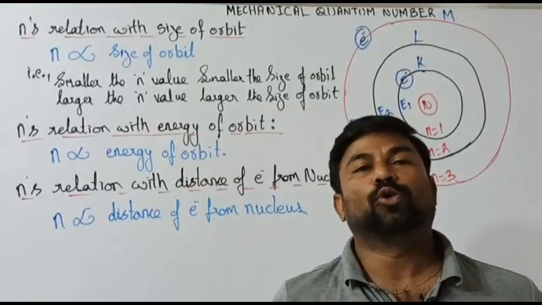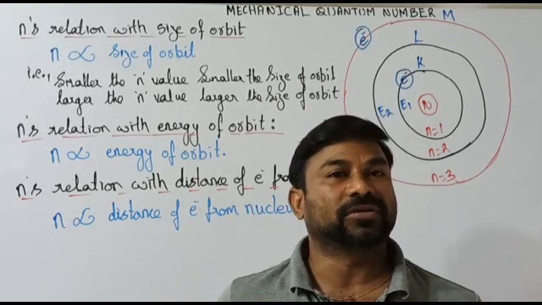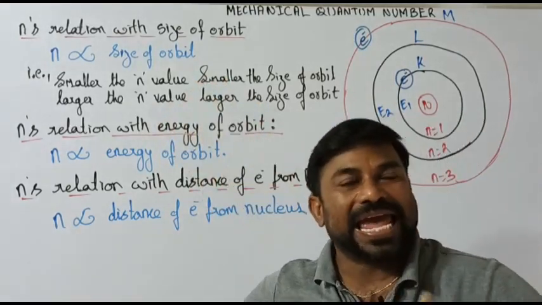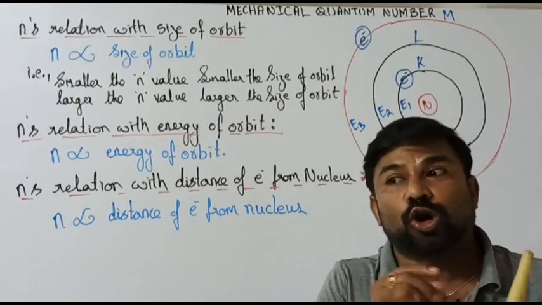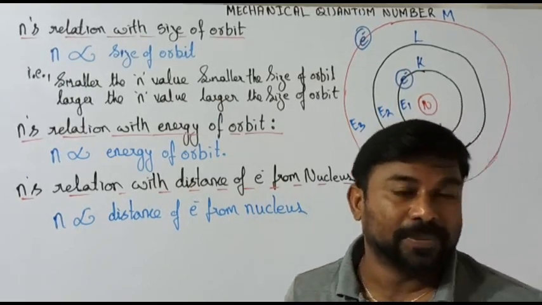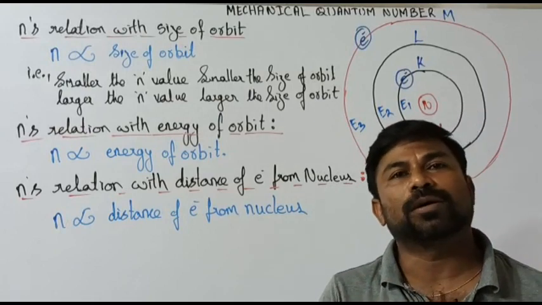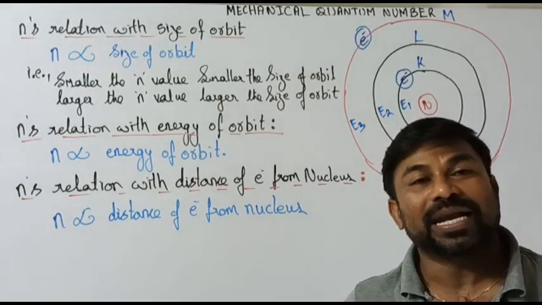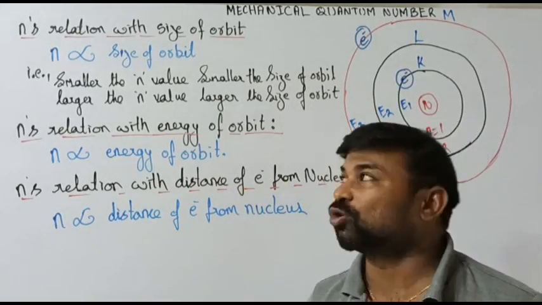Now let's talk about the relation of principal quantum number with other factors like size of the orbit, energy of the orbit, and also the distance of the electron from the nucleus. I repeat, let's talk about the relation of principal quantum number with size of the orbit, energy of the orbit, and distance of the electron from the nucleus. Now let's go for that.